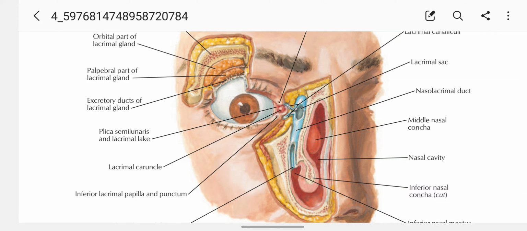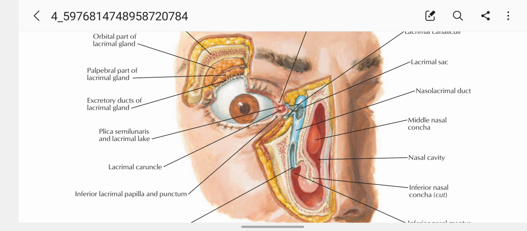The lacrimal gland is a serous type of gland, and it has two parts, an orbital part and a palpebral part. The orbital part is deep and larger, whereas the palpebral part is superficial and small. It is located at the lacrimal fossa, anterolateral to the roof of the orbit. It secretes lacrimal fluid, or the tear fluid.